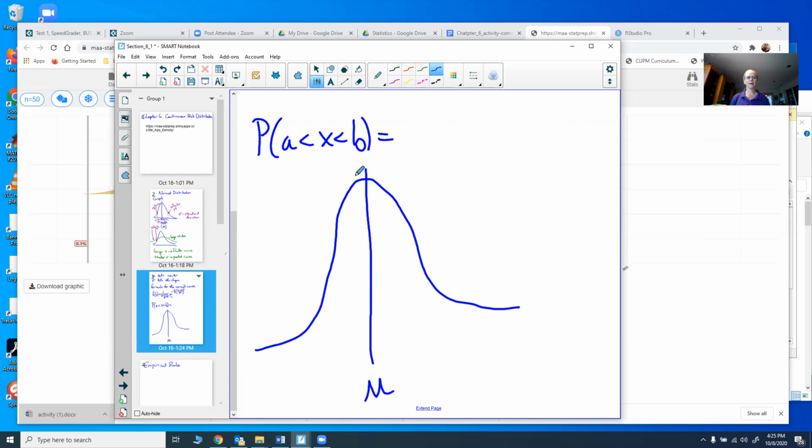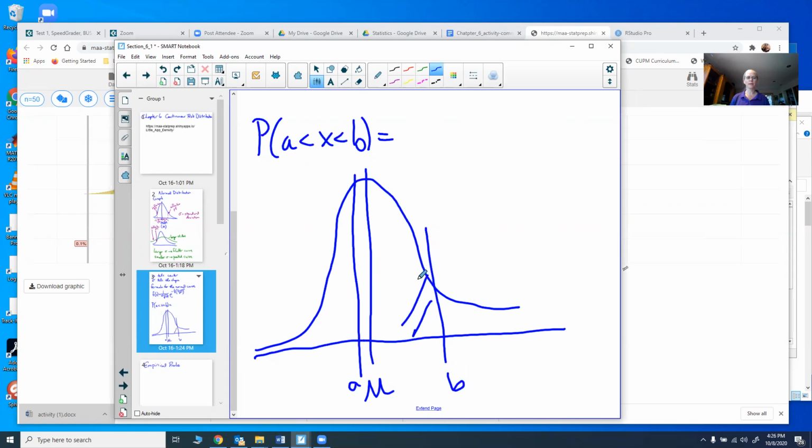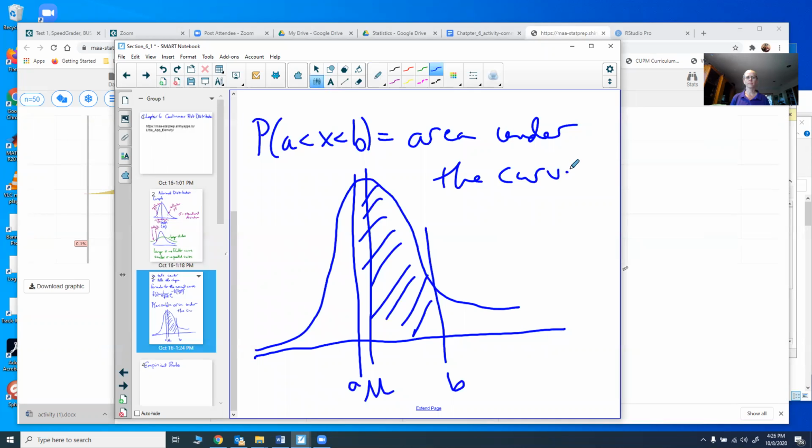And if, let's say, A is here on my axis, so think of this as a horizontal axis here. So this might be the number A, and this might be the number B. Then that probability is this area between these two. And so it turns out it's the area under the curve is what that probability is. And that's what we want to find out.